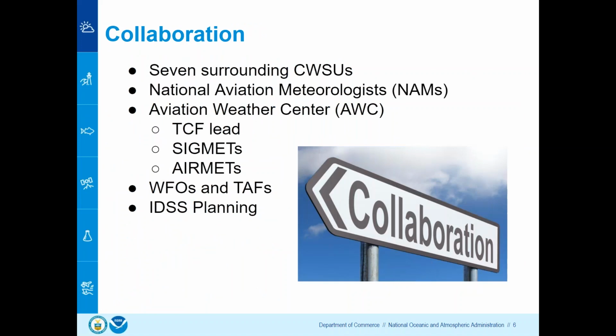So collaboration. As you saw on that map with all the CWSUs, we have 7 surrounding CWSUs. So we talk to a lot of the meteorologists around us. We work closely with the National Aviation Meteorologists who are up at the FAA Command Center. And they are sort of like the CWSU, but on a national level when they do air route traffic, when they do traffic management planning. And then we collaborate with the Aviation Weather Center, which we're lucky we have in our backyard here in Kansas City, on the TCF forecast, and additionally, any of the aviation warnings or advisories, SIGMETs and AIRMETs.